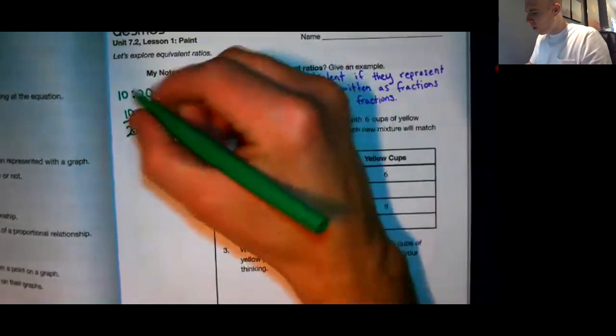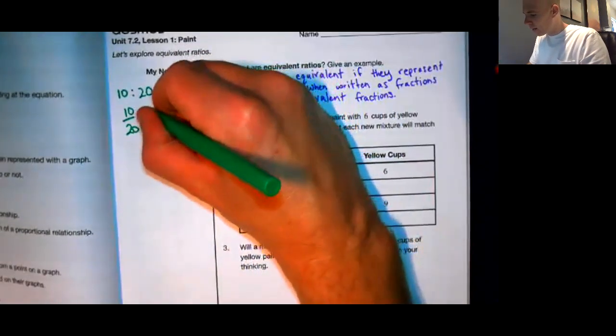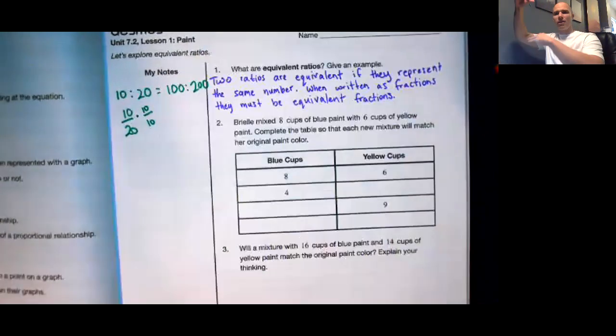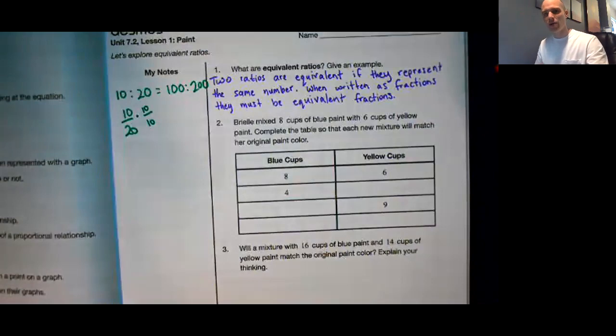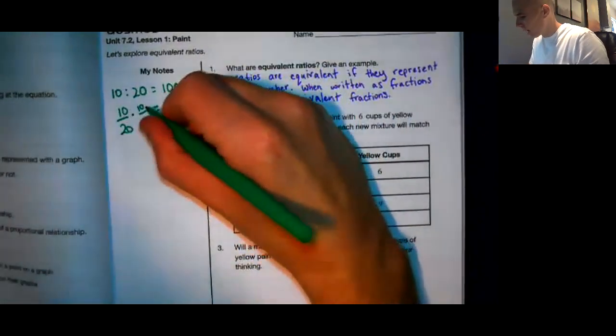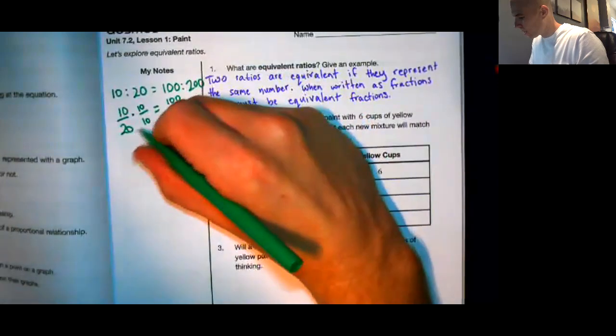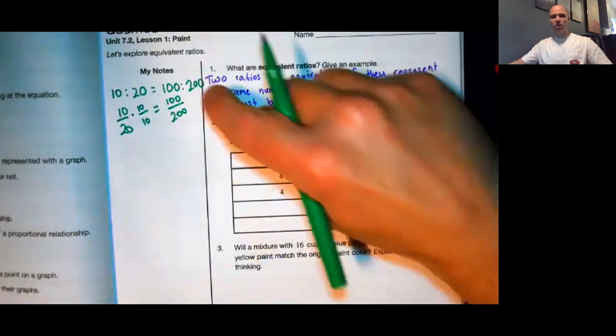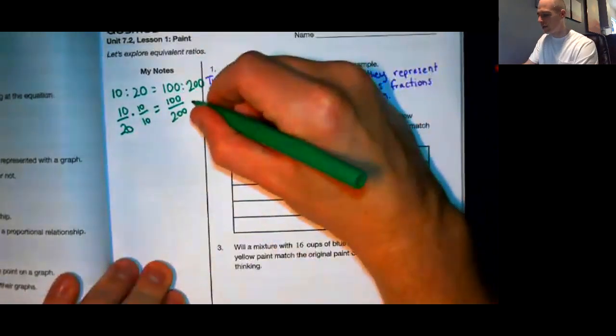All right, so what if I were to multiply 10 over 20 by 10 over 10, or 10 on top, 10 on bottom, is kind of how I like to think about it. We're not changing the value of the fraction 10/20ths, because 10 over 10 is just 1, and when you multiply something by 1, it just stays itself. And so 10 times 10 is 100, 20 times 10 is 200, and so we got the same ratio as this one up here. So these would be equivalent, right?